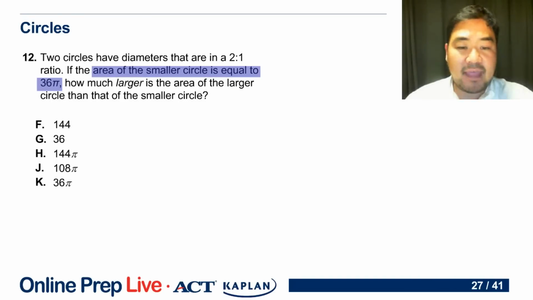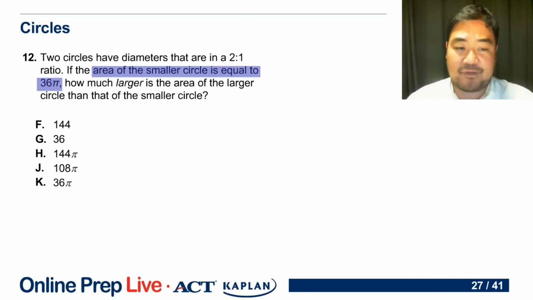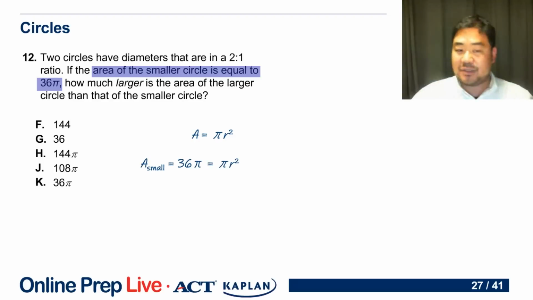Well, if you remember, our formula for the area of a circle is equal to pi r squared. So what's the radius going to be? We can figure out what r is based on just knowing the area of the smaller circle. Area is equal to pi r squared. So 36 pi is equal to pi r squared.